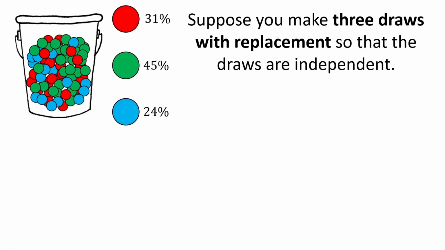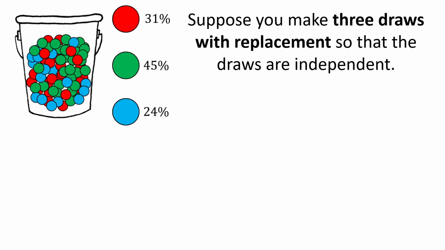Okay, so finally, let's go back to the example with the bucket with red, blue, and green marbles. So here, suppose you make 3 draws with replacement. So you're going to take a marble at random. You're going to note its color. Then you put that marble back and then you shuffle or mix up the marbles again to randomize them again. And then you take a second draw. Put that one back, mix them up again, then take a third draw.